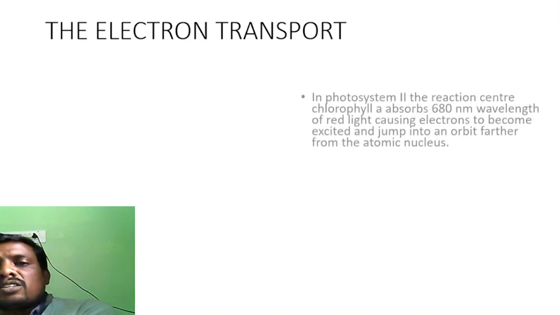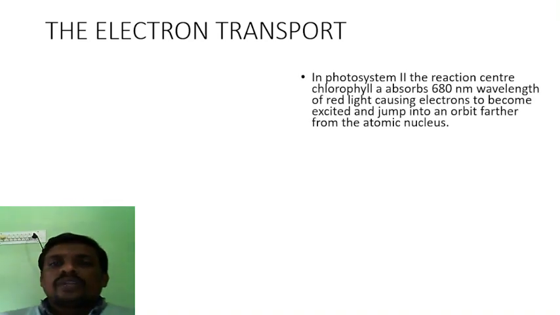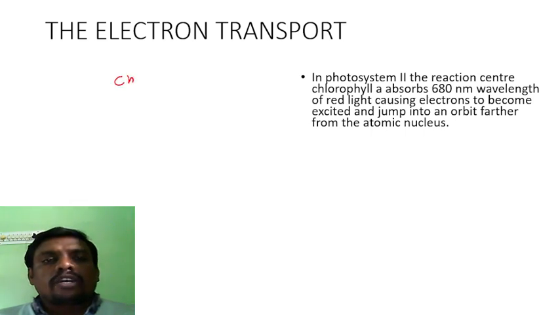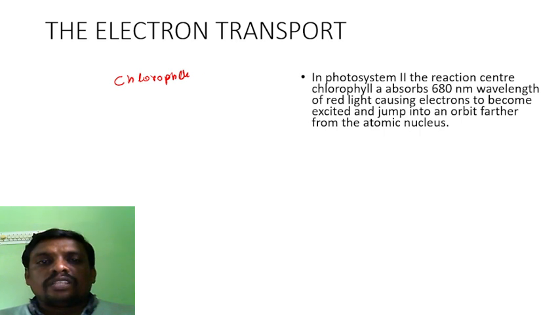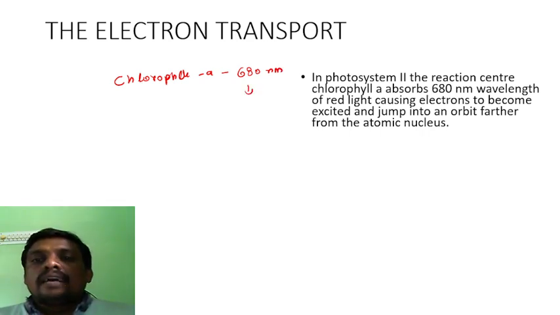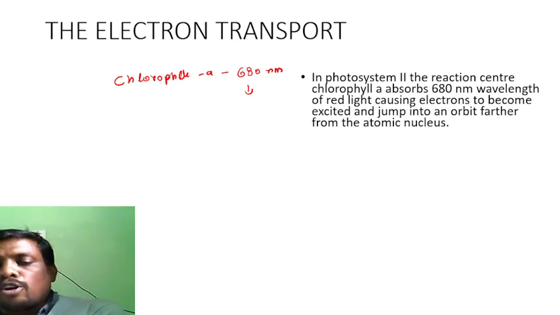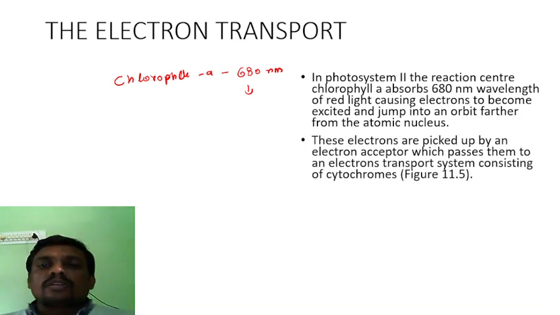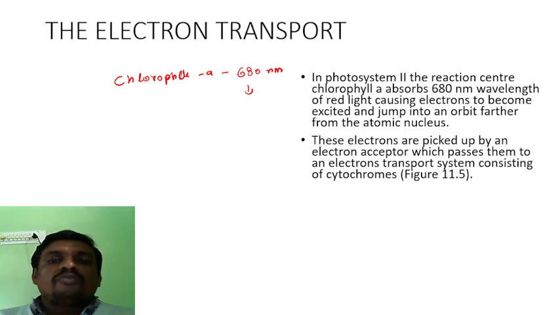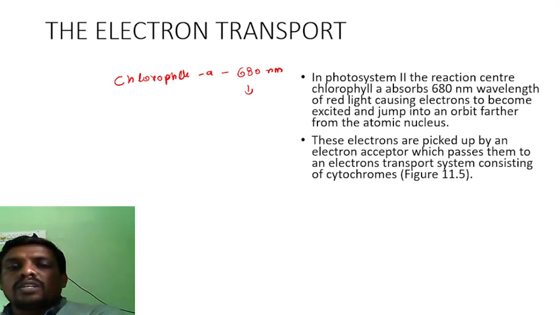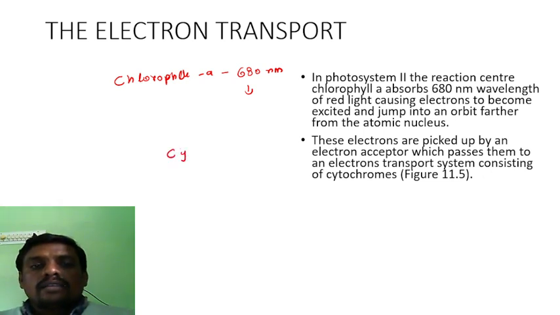Finally, electron transport. In photosystem 2, a reaction center of chlorophyll A absorbs 680 nanometers of light, or red light wavelength, causing electrons to become excited and jump into an outer orbit from the atomic nucleus. These electrons are picked up by an electron acceptor, which passes them to an electron transport system that contains the cytochrome complex.